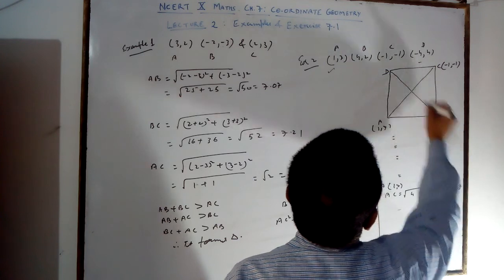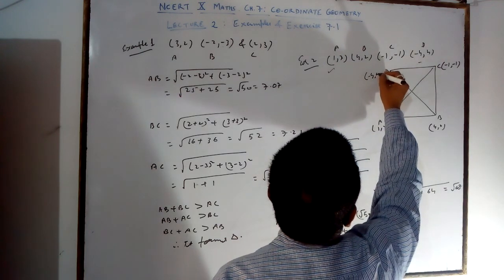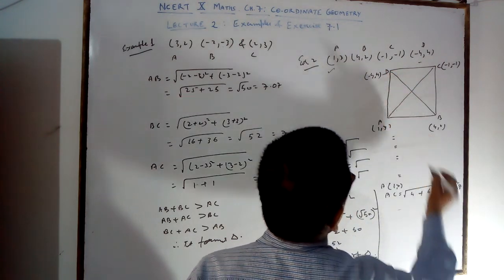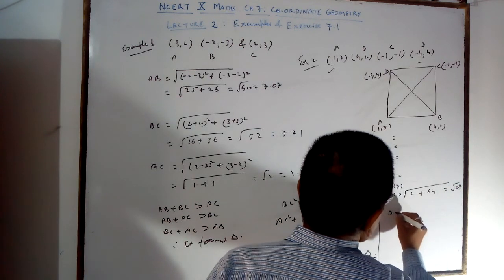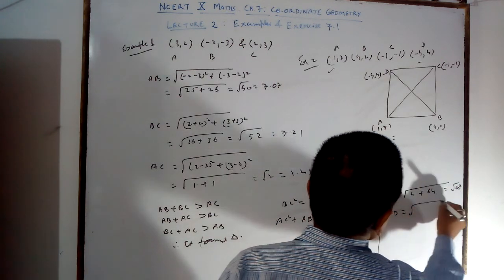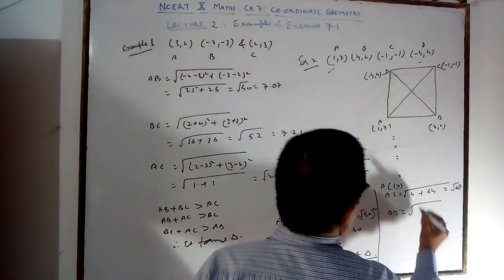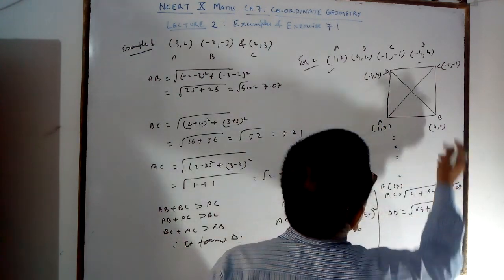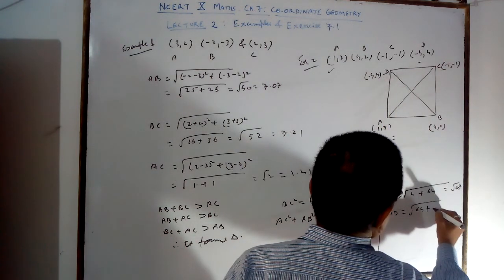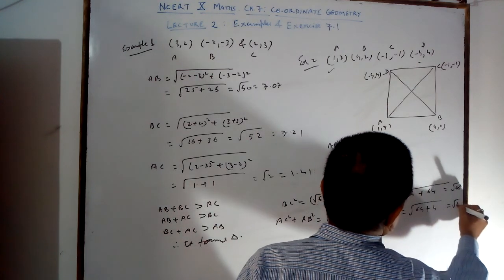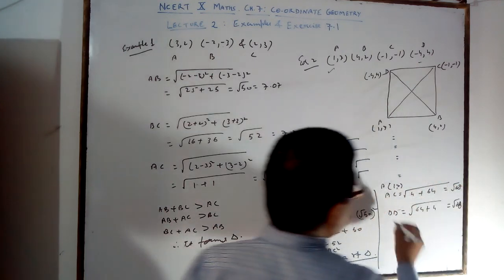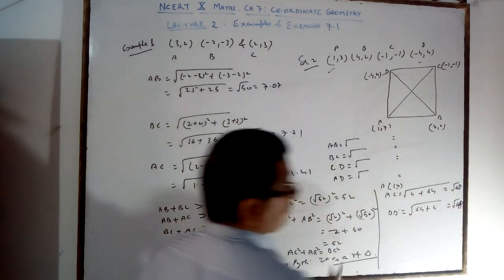Like this, BD. What is B? B is (4, 2) and D is (-4, 4). So 4 minus (-4) is 8, and 2 minus 4 is minus 2. BD will also be under root of 64 plus 4, which gives you 68 again. So because the diagonals are equal, it is a square.